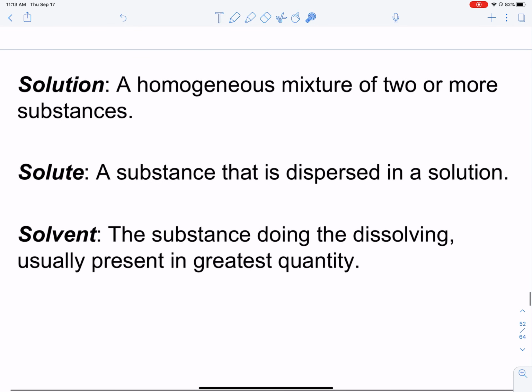And so let's just talk about some quick definitions. A solution is a homogeneous mixture of two or more substances, and this mixture can, of course, be a solid in a liquid, or a liquid in a liquid, or gas in a liquid. The solute is the substance that's dispersed in the solution, and the solvent is the substance doing the dissolving, and it's usually present in the greatest quantity. So, for example, a good solvent is water or oil.